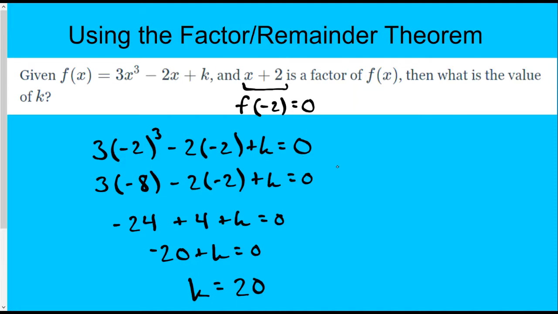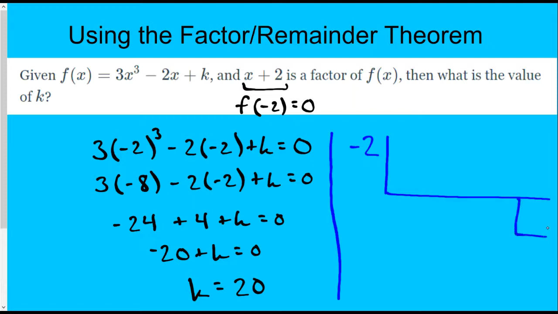All right. Now, how else could we go and do that? Okay, we could also go through and use what we've already learned about synthetic division. Okay, if we know that x plus 2 is a factor, then we could also go through and do some synthetic division. But because we know it's a factor, we know it's going to have a remainder of 0.